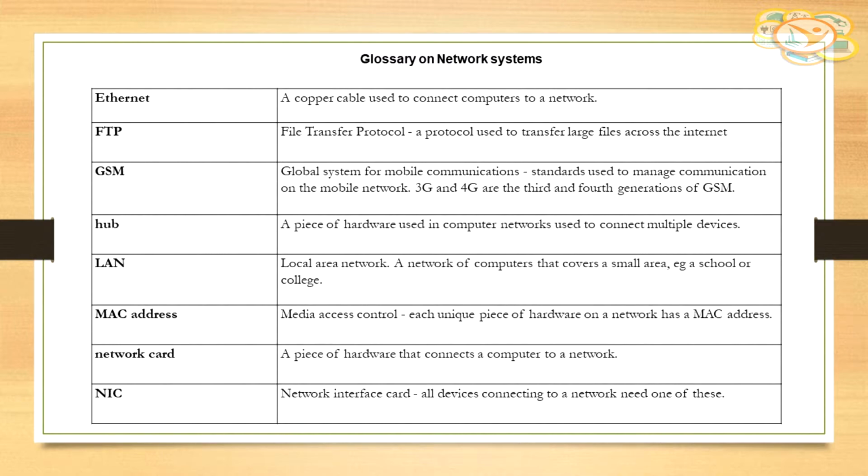GSM, global system for mobile communications, standards used to manage communication on the mobile network. 3G and 4G are the third and fourth generations of GSM. Hub, a piece of hardware used in computer networks to connect multiple devices. LAN, local area network, a network of computers that covers a small area, for example a school or a college.